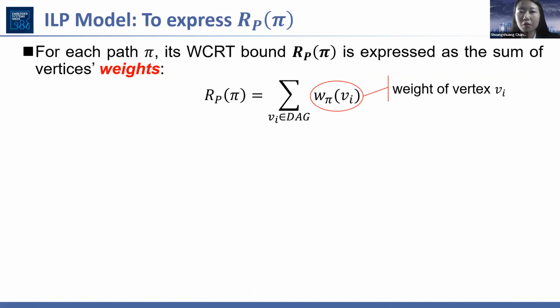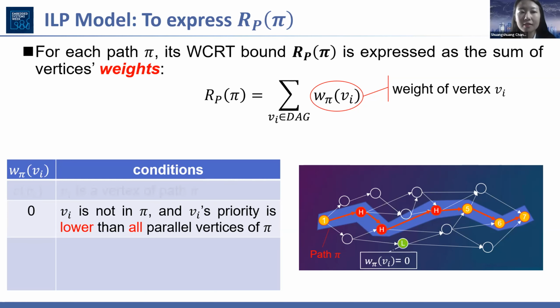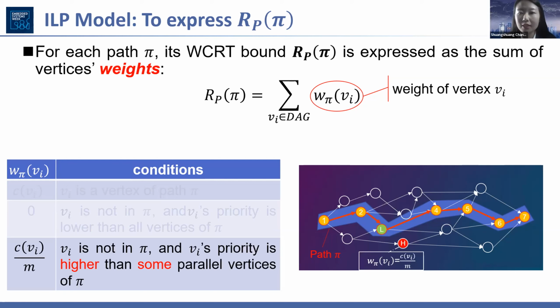First, we want to show for each path how to express its WCRT bound. We formulate it as the sum of vertices' weights. Here, it is the weight of vertex Vi. The weight of a vertex is defined as follows. First, the weight of Vi equals its worst case execution time if Vi is in the critical path pi. Second, the weight of Vi equals 0 if Vi is not in pi and its priority is lower than all parallel vertices of pi. Third, this is the weight of Vi if Vi is not in pi and its priority is higher than some parallel vertices of pi.